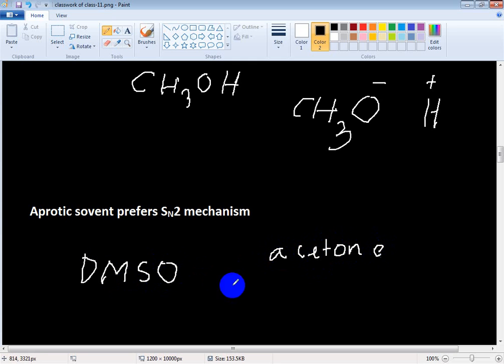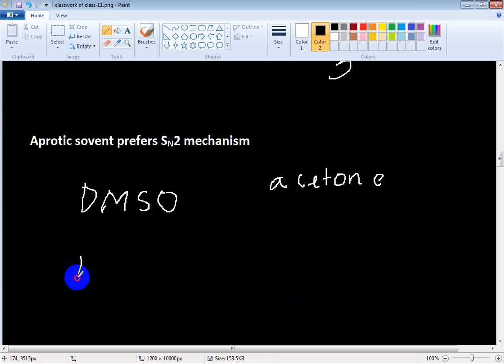This is DMSO, dimethyl sulfoxide, acetone, and also DMF. DMF is dimethylformamide. These are also aprotic solvents, and they prefer the SN2 mechanism. So I have discussed the factors affecting the reaction rate of SN1 and SN2 reactions.